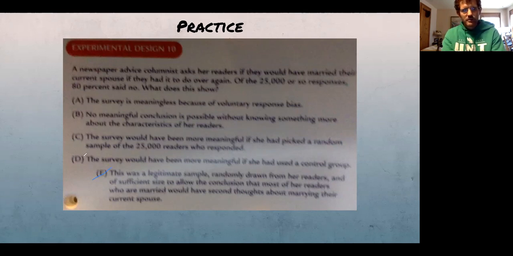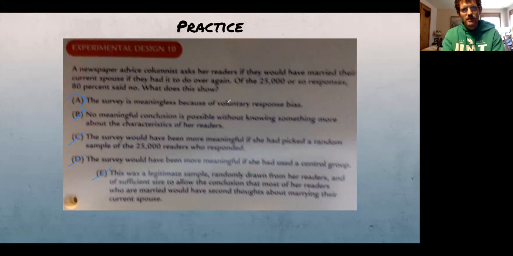The survey would have been more meaningful if it used a control group. That's not the problem here. Survey would have been more meaningful if she had picked a random sample of 25,000, within those 25,000. No, the sample itself was flawed to begin with. No meaningful conclusion is possible without knowing something more about the characteristics of the reader. And that's actually a key thing to talk about, because with random sampling, we don't need to know anything about the people who are selected. The idea is if we're randomly sampling, we're going to get a cross-section of the population. Basically, the answer is A.